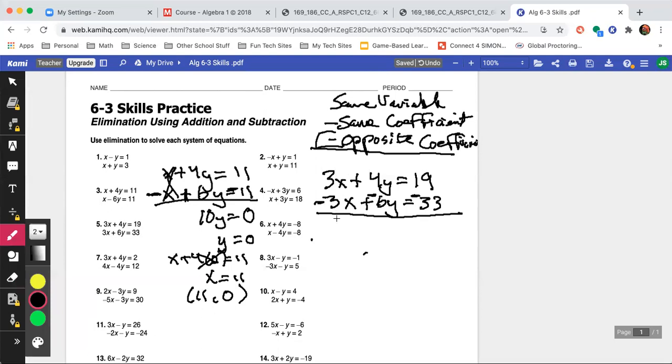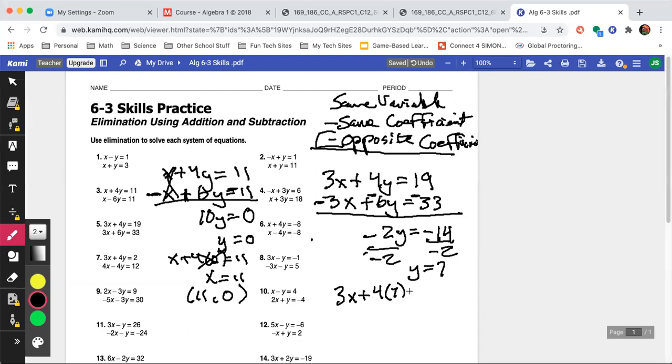All right, so 3x and minus 3x equals 0. 4y minus 6y gives you -2y. And 19 minus 33 gives you -14. All right, and then it's -2y equals -14, so you divide both sides by -2. You get y equals 7. And then I'm going to put 7 in for y in that top equation, I think. It doesn't really matter which one you use.